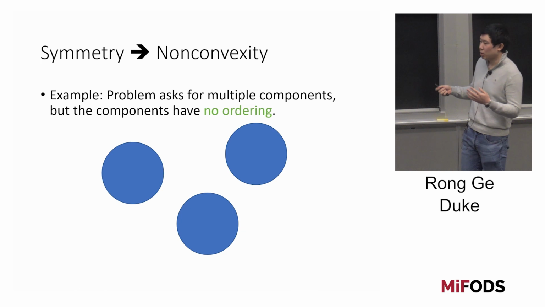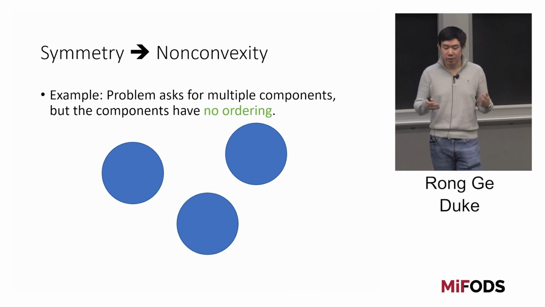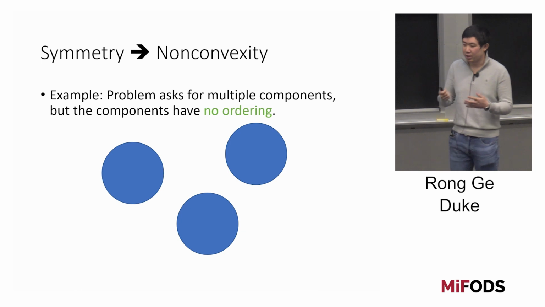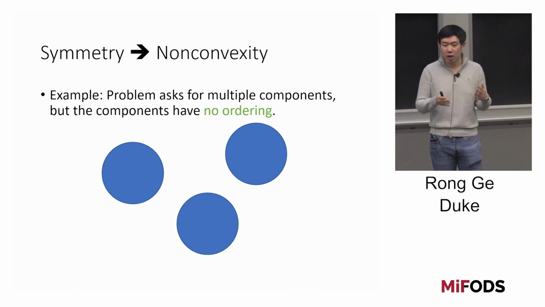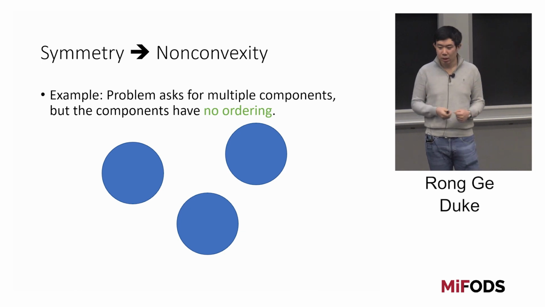So as an example, in many machine learning problems, and in many problems related to machine learning, this is something that's very typical. The problem asks for multiple components, but the components have no particular ordering within themselves.